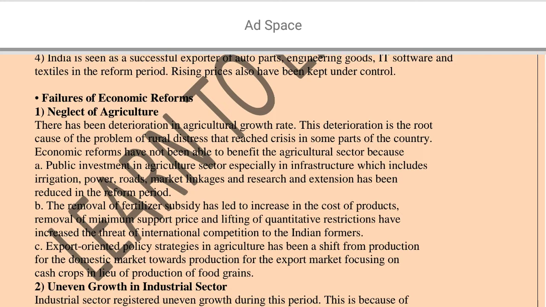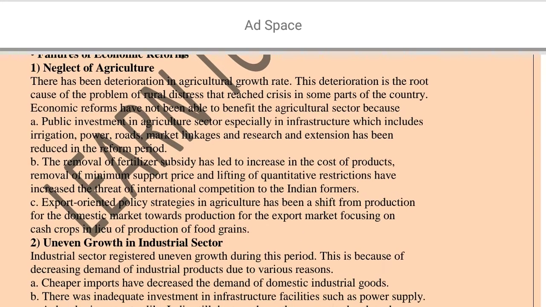Public investment in the agriculture sector, especially in infrastructure, including irrigation, power, roads, market linkages, and research and extension, has been reduced in the reform period because the focus was more on the industrial and service sector. The removal of fertilizer subsidy led to an increase in the cost of production. Removal of minimum support price and lifting of quantitative restrictions have increased the threat of international competition to the Indian farmers.